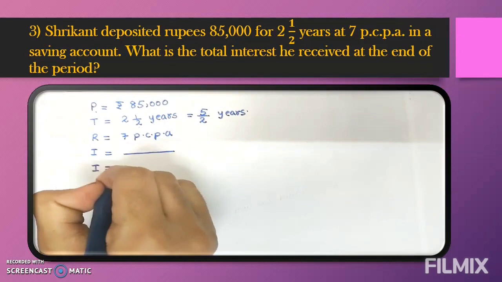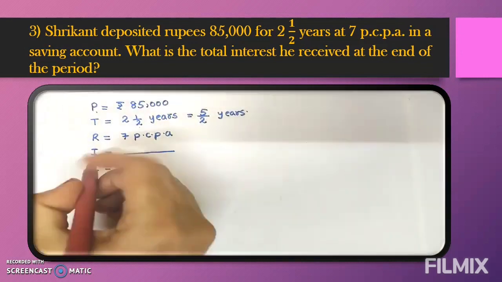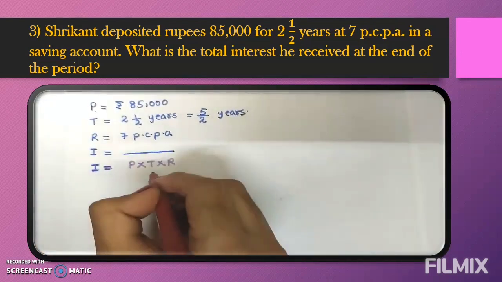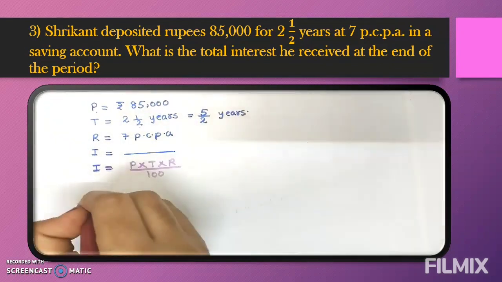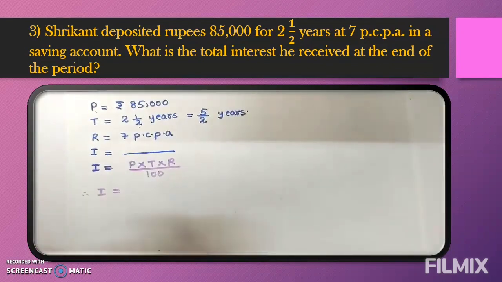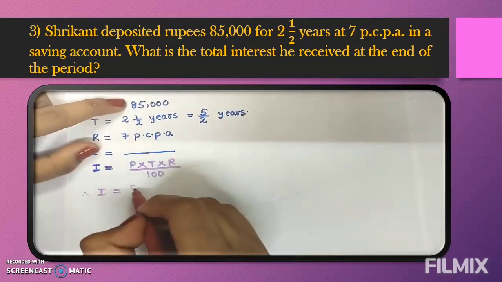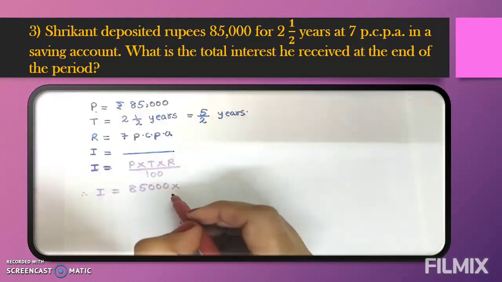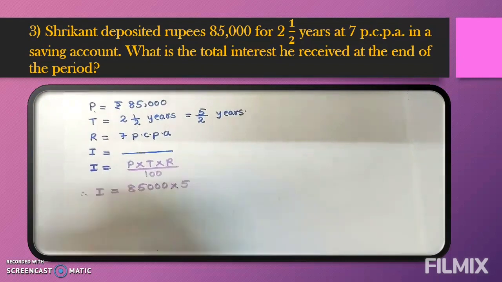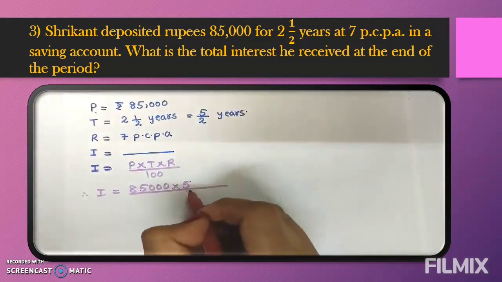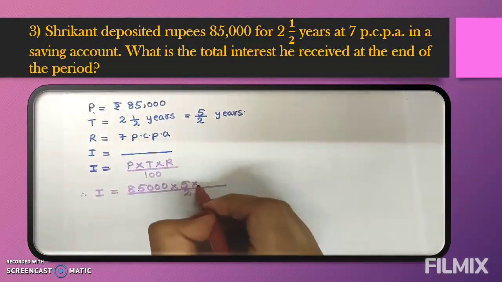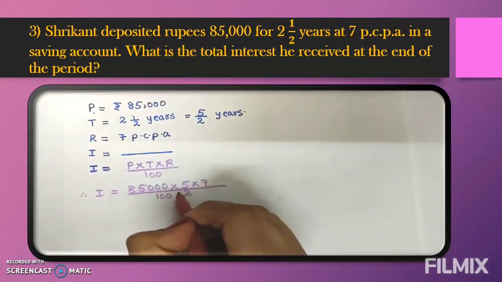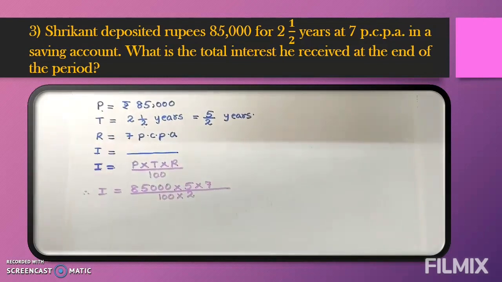Now what's the formula? I is equal to PTR upon 100. Now substitute the values. I we don't know, so we write I. P is 85,000, so we write 85,000 into T. T is 5 upon 2, so we write 5 upon 2. Is that clear? Into R. R is 7, and the denominator is 100. So we write that same 100, and in between we give the multiply sign.